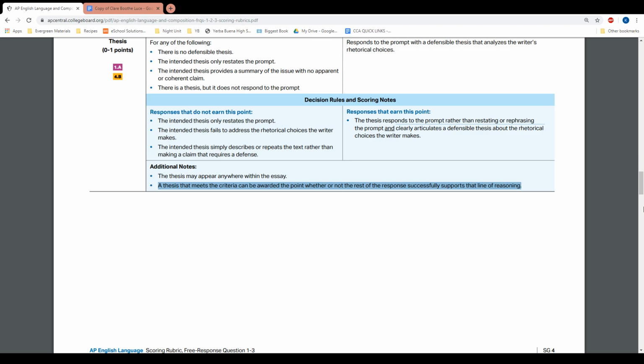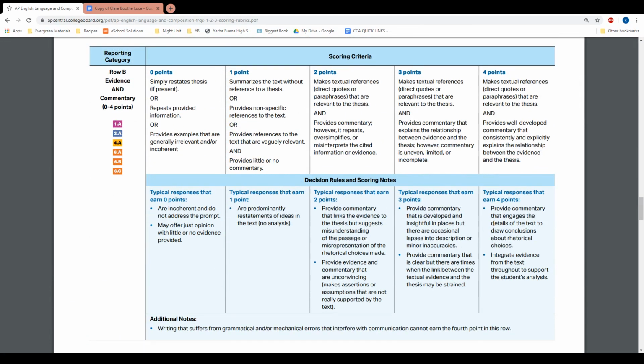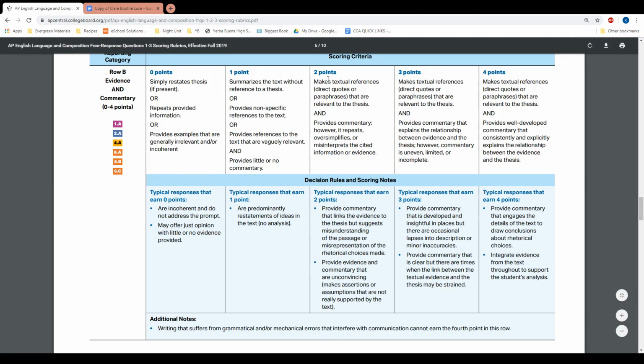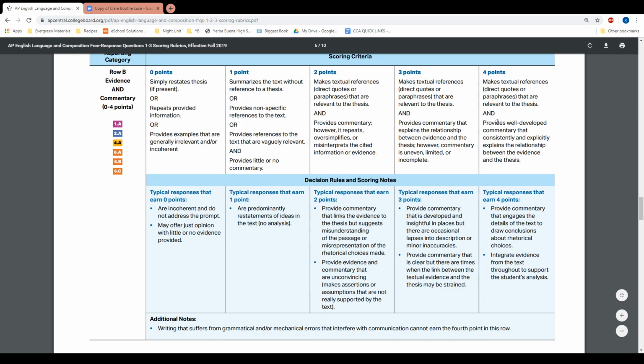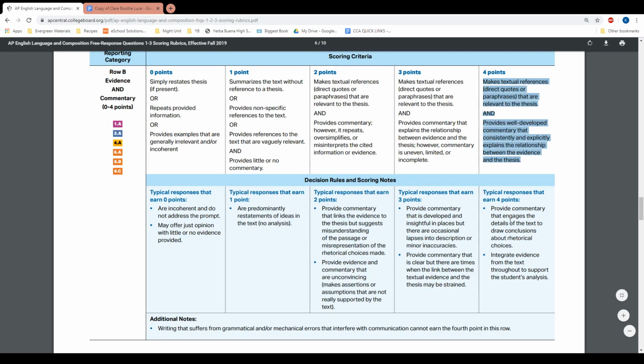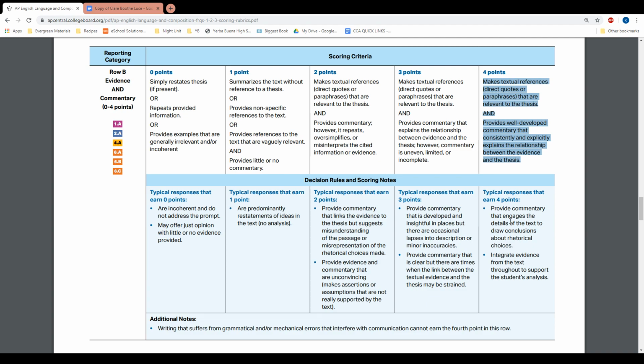So, speaking of evidence, here's the next part. Scrolling down, we have evidence and commentary. This one's a little bit hard to explain and do, but here's the process. Let's talk about 4 points, because from 4 points it just gets worse and worse from there on. So this is the ideal of what we're looking for. There are 2 parts to this, because it's 2 parts when it comes to what scores the points, and what they're looking for in terms of giving you that point. They're going to ask you to make textual references, direct quotes, or paraphrases that are relevant to the thesis. So whatever you promised in your thesis, your evidence has to relate back to it.